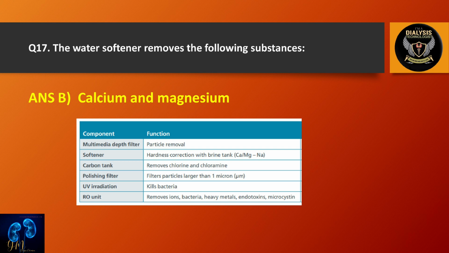The carbon tank has granular activated charcoal in it, which will adsorb the chlorine and chloramine. The polishing filters will filter particles down to 1 micron. UV irradiation, the UV light, will kill the bacteria, and the RO unit will remove everything, like ions, bacteria, heavy metals, endotoxin, and microcystin. So the right answer is option B, calcium and magnesium.